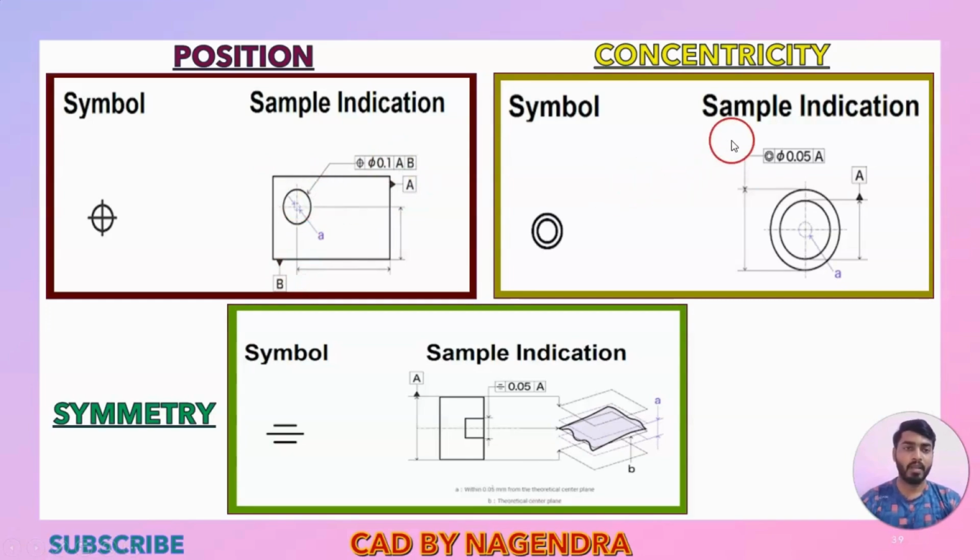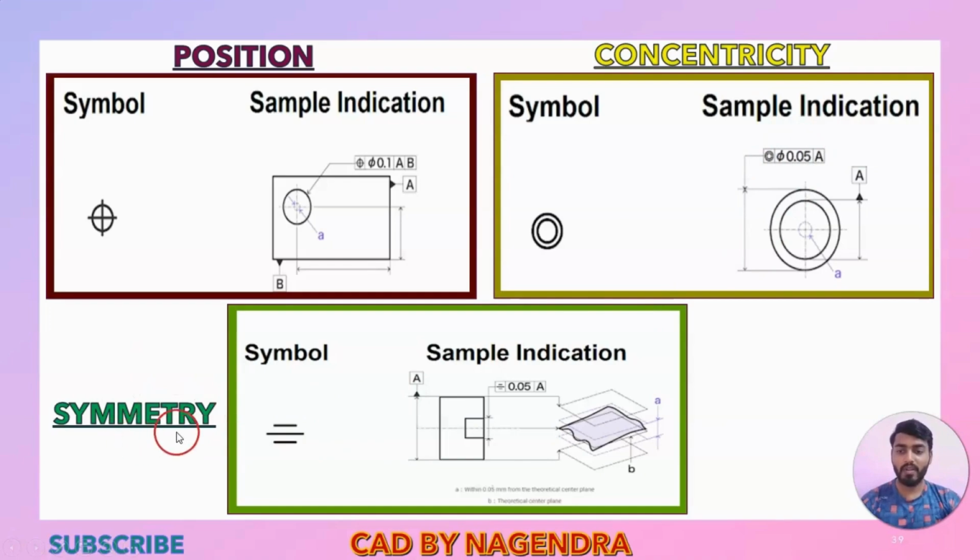Then concentricity is nothing but both circles should start with the same center point. So here both cylinders should be with the same center point. We can maintain concentricity here with the diameter tolerance variation with reference to A. With reference to this inside circle, the outside circle also should be with the same center point. If you want any variation, that variation should be below the 0.05 tolerance zone.